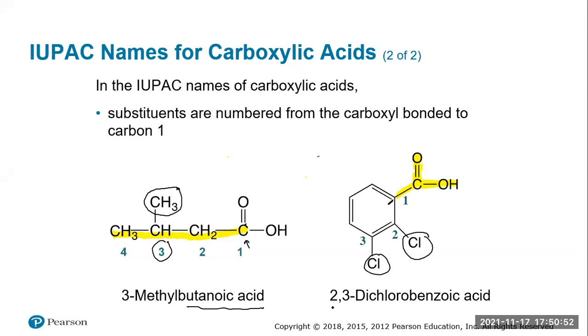We have 2, 3. Those are the positions of each of the chlorine groups. And because there are 2 of them in this molecule, that is where the dichloro comes from. And we end up with 2,3-dichlorobenzoic acid. Any questions on those guys there?